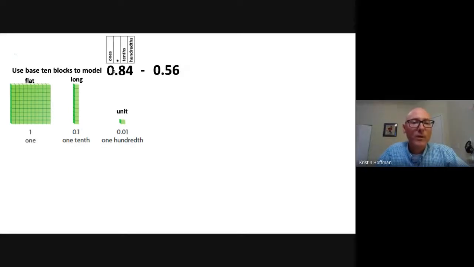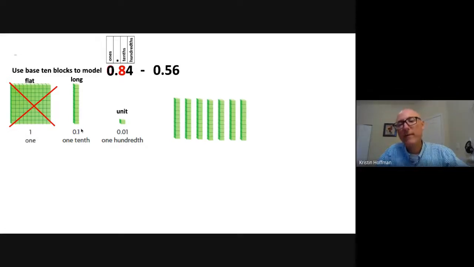Starting with our ones. How many ones do we have? We have 0 ones. So we're not using the flat quite yet. And then we have our decimals separating our whole numbers from our fractions. Then we have 8/10. So we need 8 longs. 1, 2, 3, 7, 8. Now let's go to our hundredths. We need 4 hundredths. That means we need 4 units. Let's lay them down. 2, 3, 4. Now we're going to subtract.